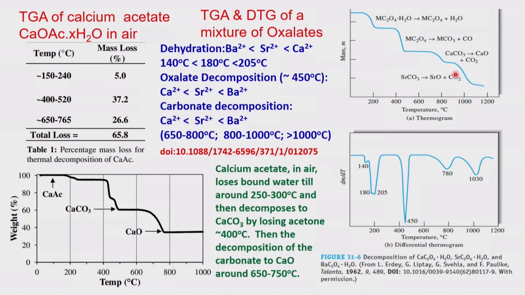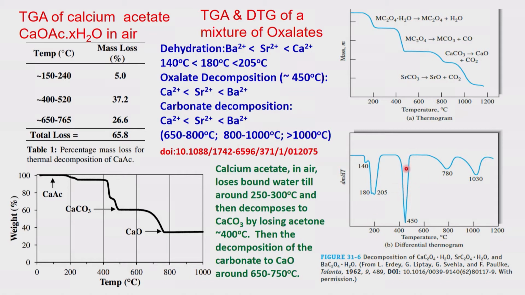If you see individual weight losses from the TGA, it's very difficult to make them out. But if you look at the differential curve, that is your DTG, which is dm by dt or dw by dt, you can see three peaks at 140, 180, and 205. The 140 is for one of them, 180 is for another one, and 205 is for the third. All of them are between 150 to 250, which is where the water loss occurs.